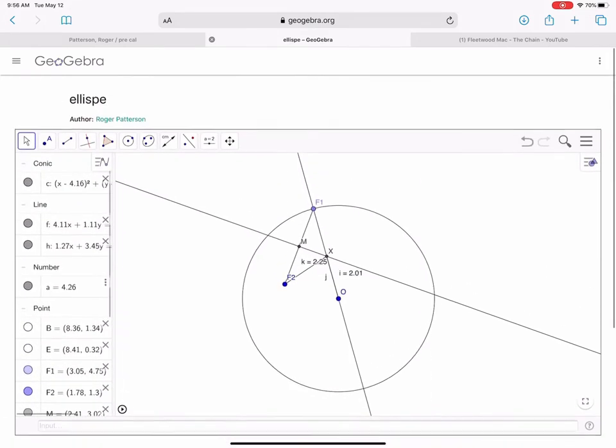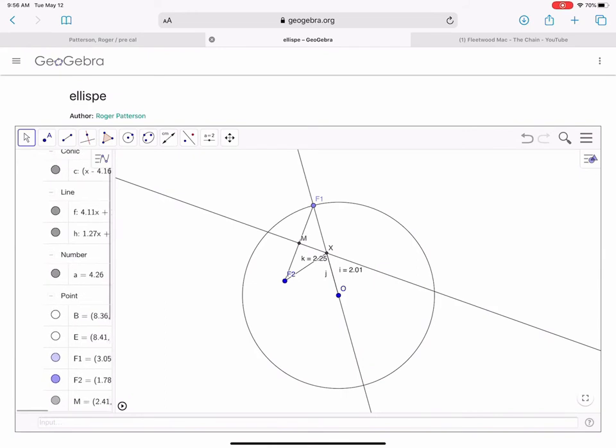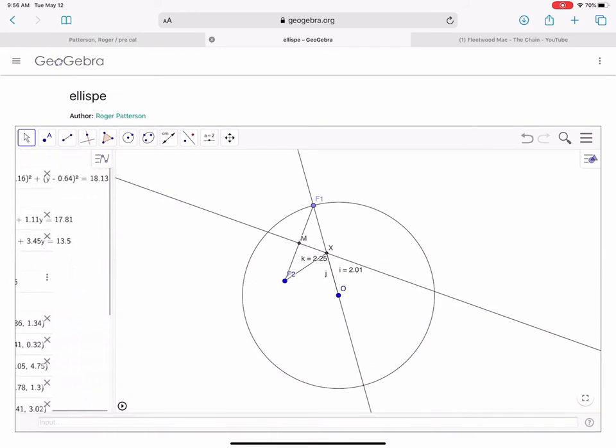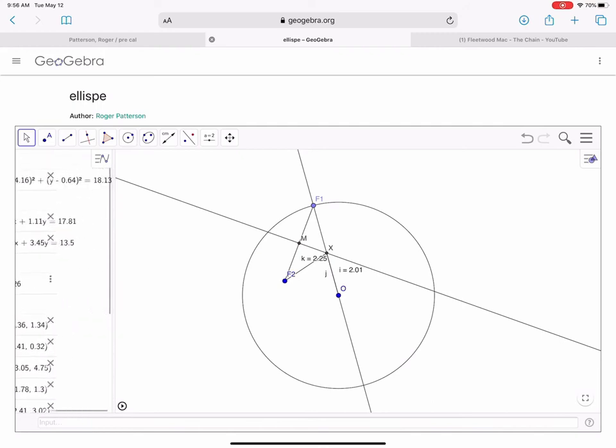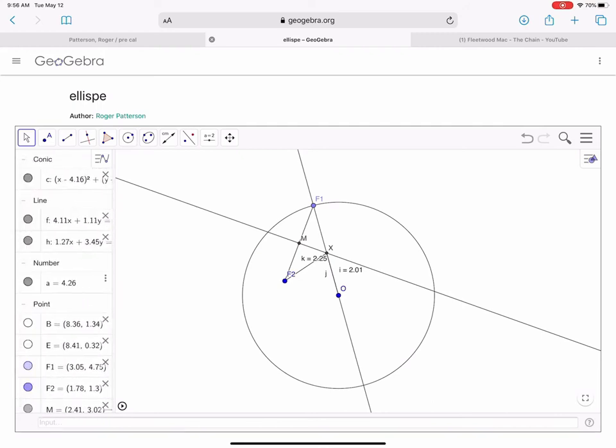I don't know why this did that. Let's see if I can drag this. Sometimes I can grab that and drag it out, that A value there. Let me see if I can drag it. It won't let me. So hopefully you can see that.